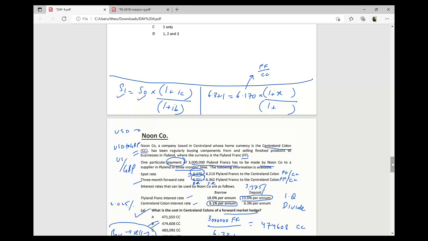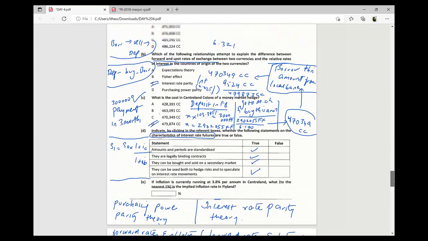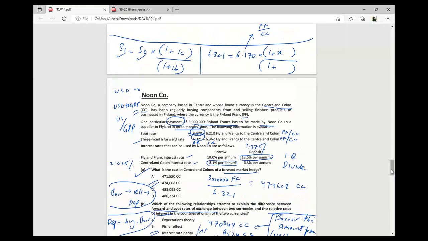So what we are doing here is that we have the forward rate, 6.321, and we have the spot rate. Since the spot rate is FF over CC, the question is which inflation rate will come in the numerator and which in the denominator. Since FF is in the numerator in the currency rate, the rate of FF will come in the numerator. That is to be found, X, and in the denominator, the Centreland one, which is 3.8% per annum. Since you have used the rate of 3 months, you need to put a 3 month rate, that's 0.95%. If you put a per annum rate, you must put the forward rate for 1 year too, but that's not available. Since you have put a 3 month forward rate, you need to put a 3 month rate. This will help you to find X. Let me solve it for X.